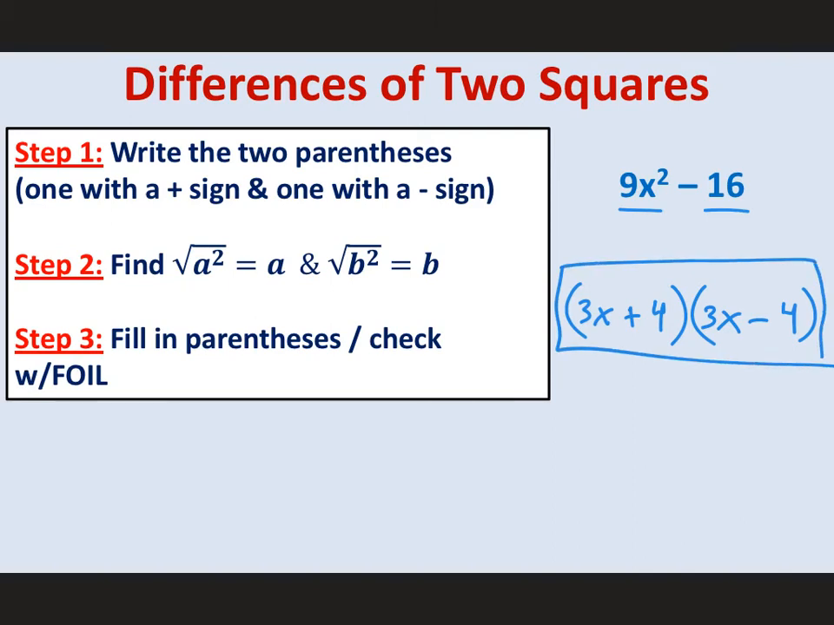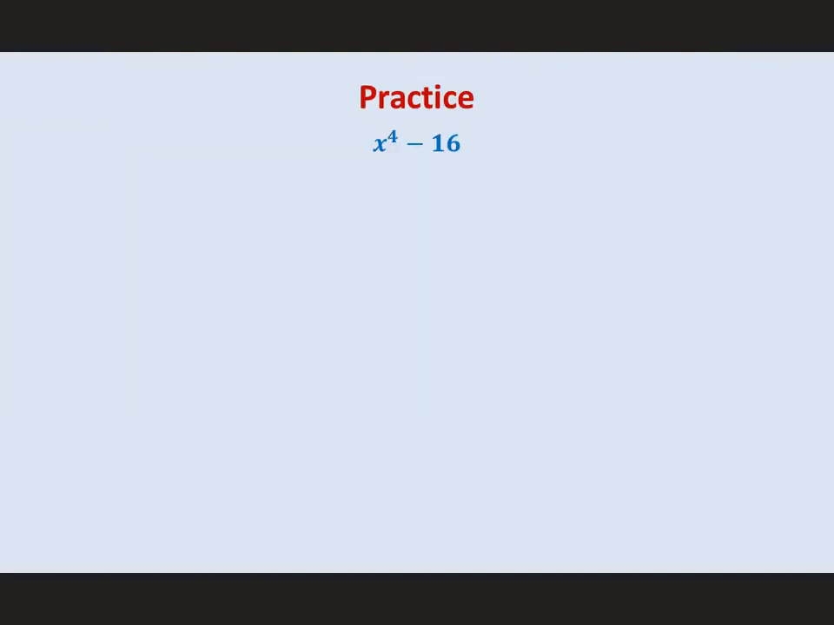So you need two terms. Both of them have to be able to be square rooted, and there has to be a subtraction sign. If you can take the greatest common factor or something first, make sure you do that, and then you can do your difference of squares. Go ahead and give this problem a try. Might be a little tricky.